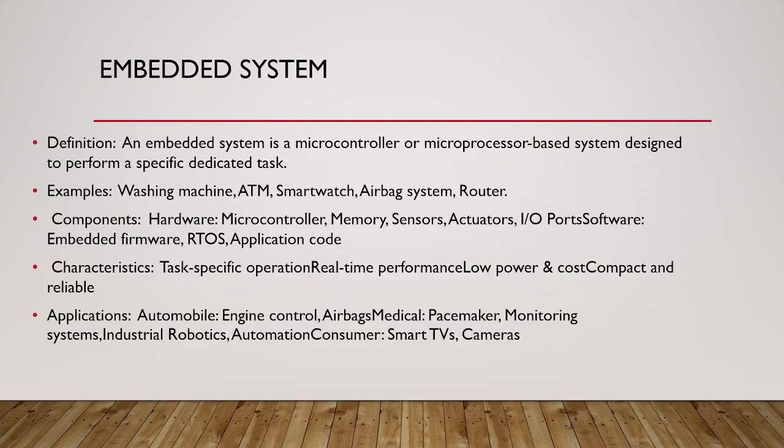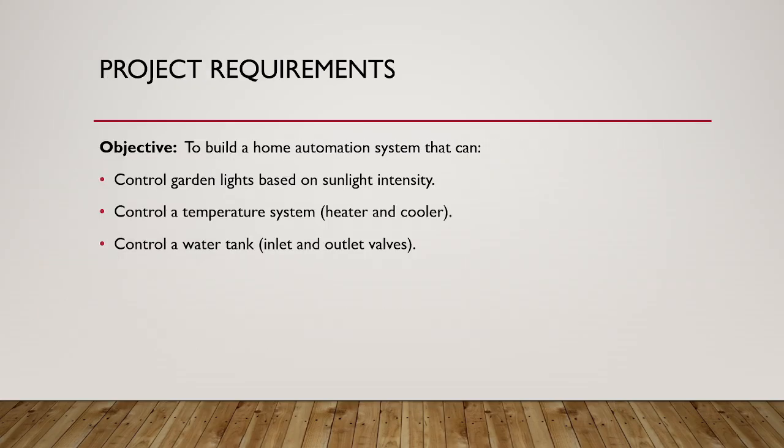So what is an embedded system? An embedded system is basically a computer system, a combination of hardware and software that is designed for one specific task. So this system is basically defined by the task, and they are built to be reliable, low cost, and task specific.